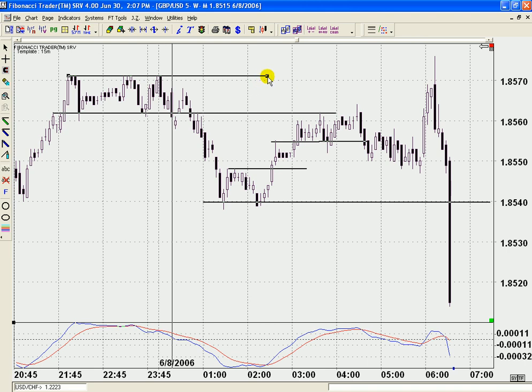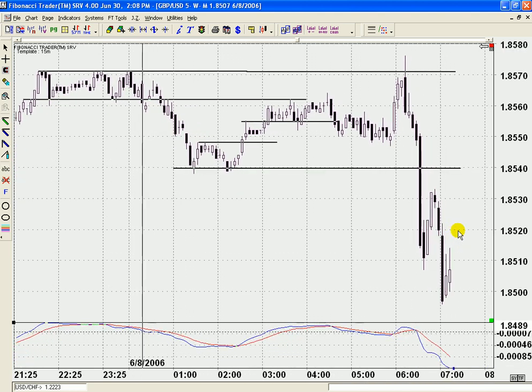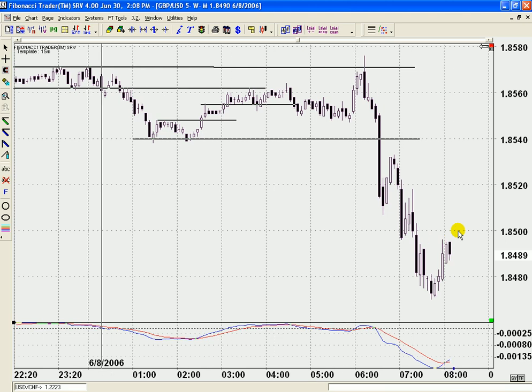But look how it battled right here at this high, which is an important high. And it bounced there, and it bounced and it rejected. Okay? And there you have it.